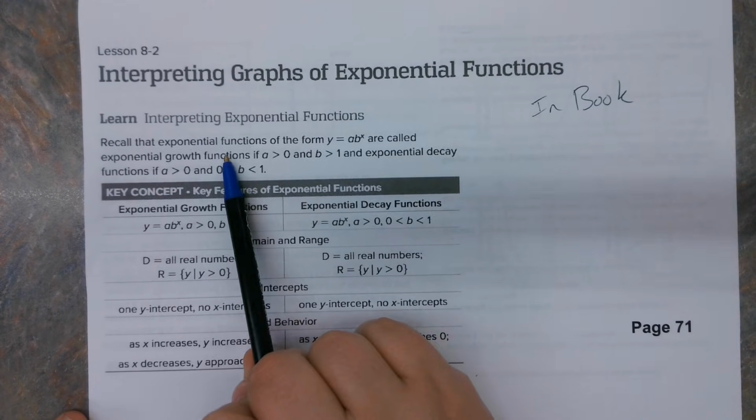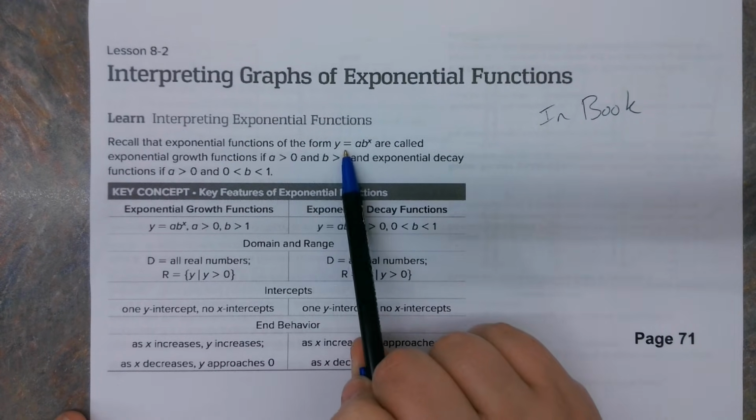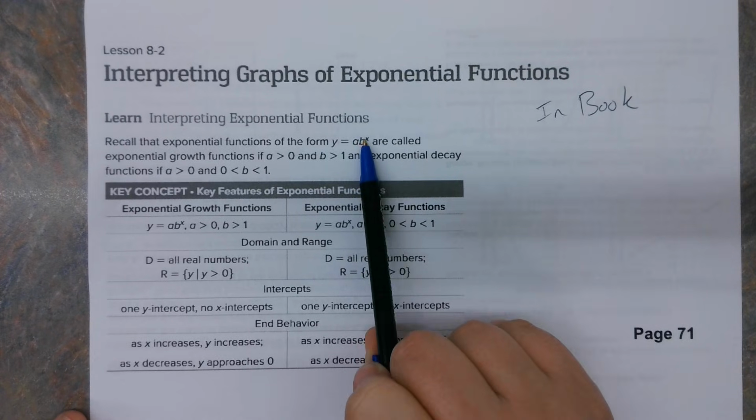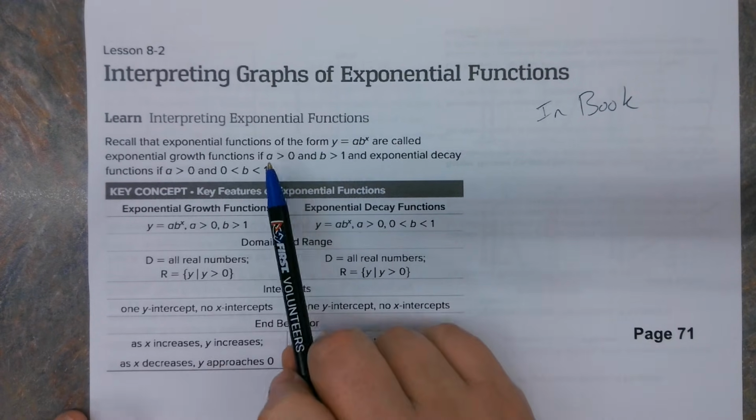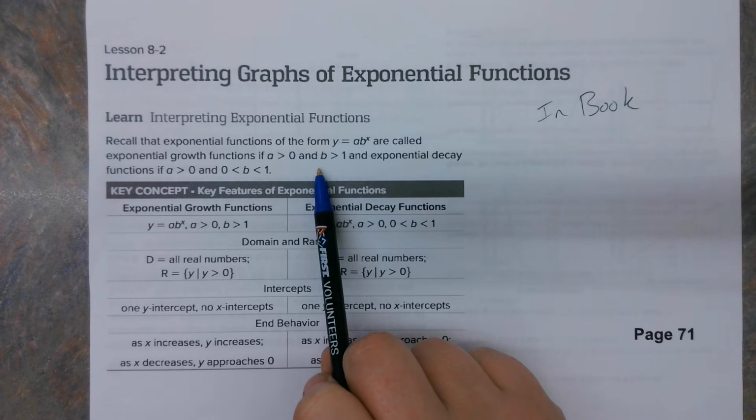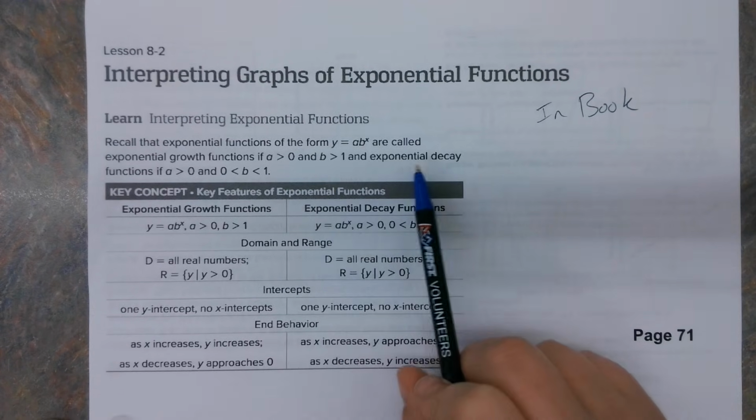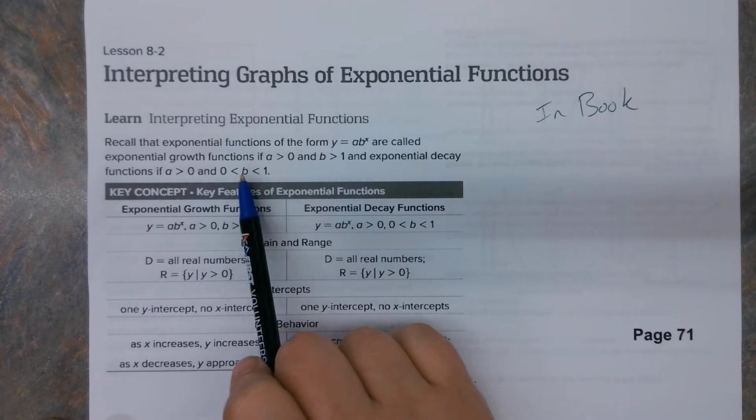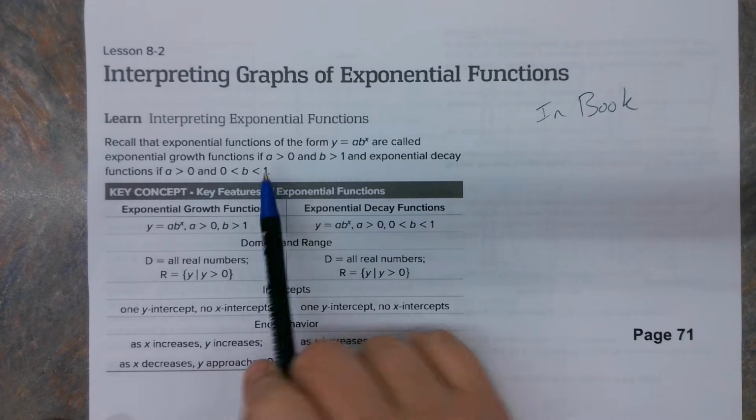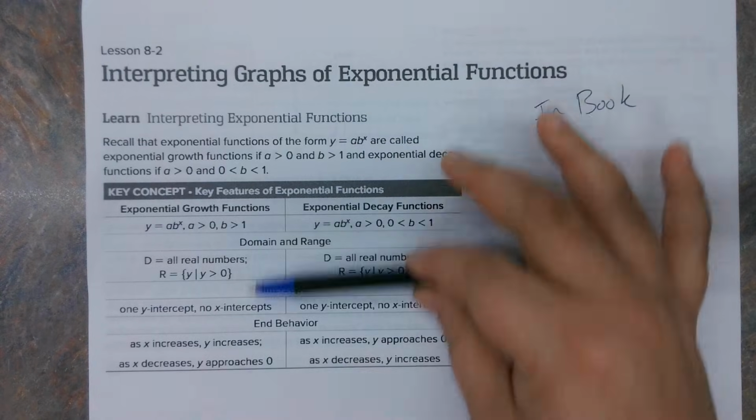Recall that exponential functions are in the form of y equals a times b to the exponent x. They're called exponential growth functions if a is greater than 0 and b is greater than 1. They're called exponential decay functions if a is greater than 0 and b is between 0 and 1. So we can learn a couple of things here.